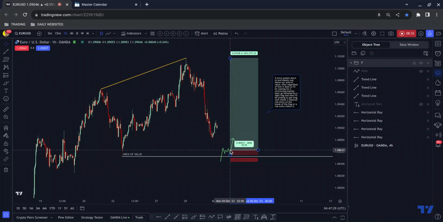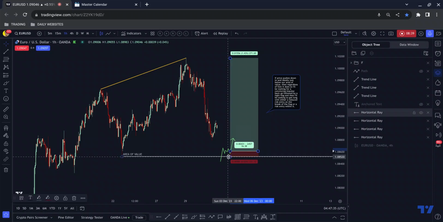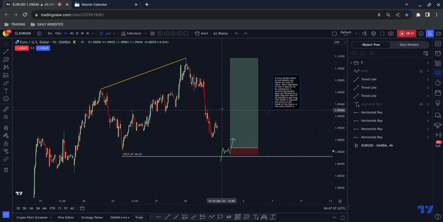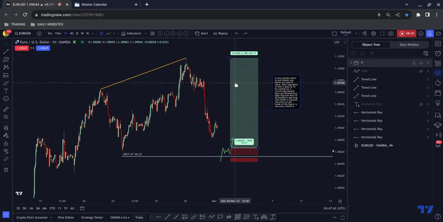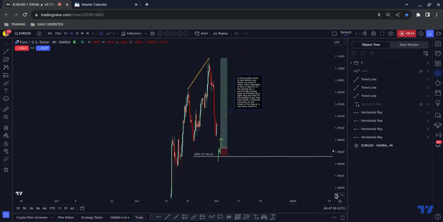I would look for either a reduced risk entry on the break or a risk entry within it, minimum 10 pips stop loss. And then I would be able to manage this up to this first inflection point there for something in the region of 12%, depending on where the flag forms, if it forms at all, and how big the flag is. So that is what I will be looking for today.